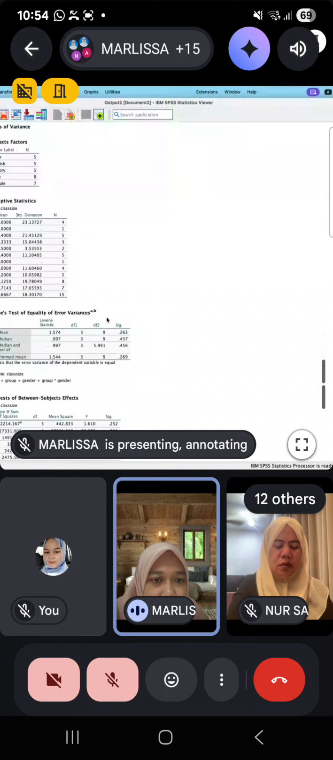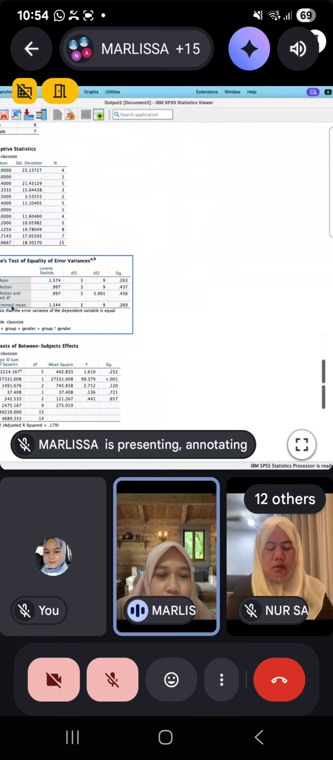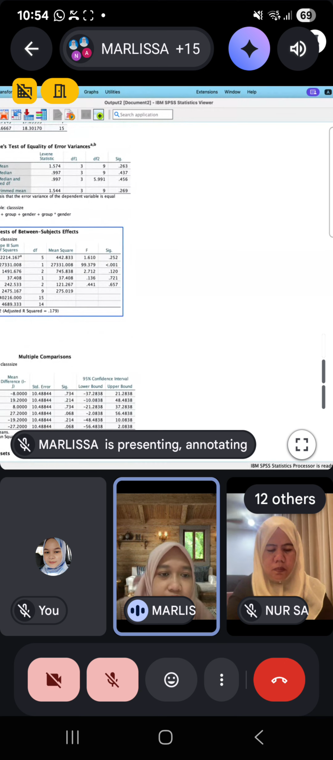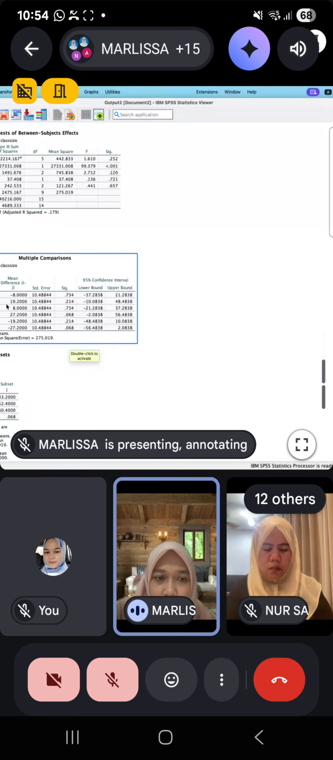Okay, and then you will get this result. Here you can see there is a descriptive statistics. There is a Levene's test of equality of error variances. This is where you want to see if you have homogeneity of variance or not, whether your variance is similar or not. So this is the descriptive, this is the Levene's test, the variance test, and this is where you want to see the test of between subjects. Okay, test of between subjects, and this is the multiple comparison, which is the post hoc.